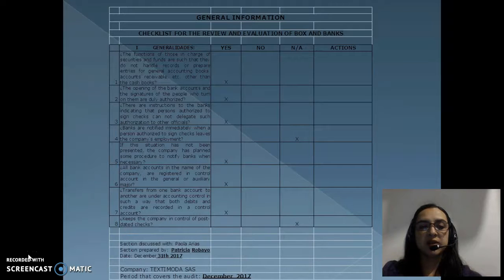Have all the disclosures been made in accordance with generally accepted accounting principles?